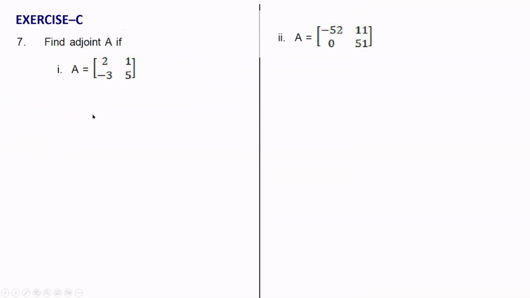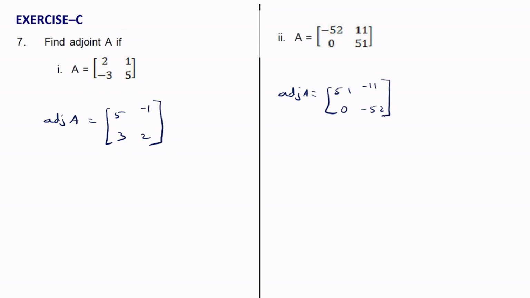Next question, find adjoint of A if A equal to this matrix 2, 1, minus 3, 5. So if A is a 2 by 2 matrix, then adjoint of A is obtained by interchanging the diagonal elements and changing the sign of the other elements. So this is adjoint of A. The second question, A equal to minus 52, 11, 0, 51. So again it is a 2 by 2 matrix. So adjoint of A is, we have to interchange the diagonal elements and change the sign of the other elements. So this is adjoint of A.